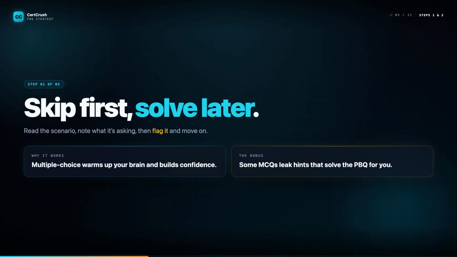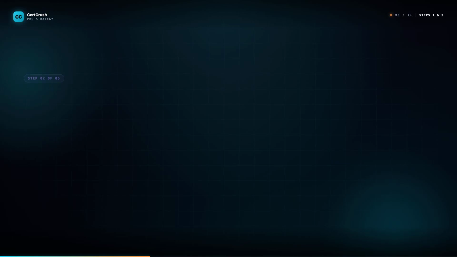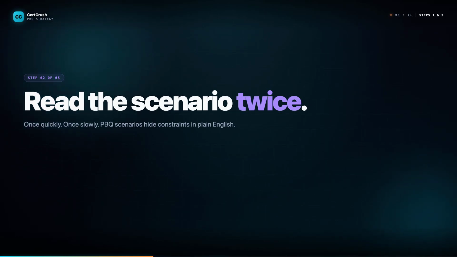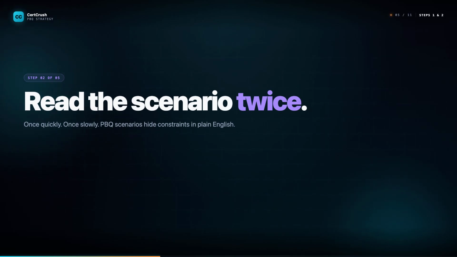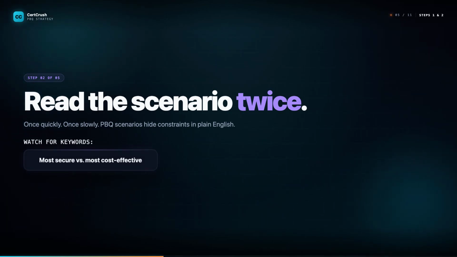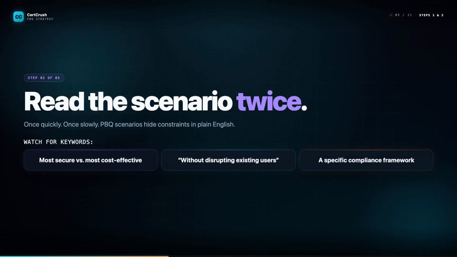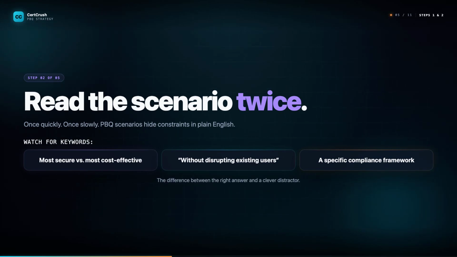Step 2. Read the full scenario twice. When you return to the PBQ, read the scenario once quickly, then once slowly. PBQ scenarios are dense. They hide constraints, requirements, and context in plain English. Miss a single sentence, and you'll get it wrong for the right reason, which is the most annoying way to lose marks. Look specifically for keywords. Is the question asking for the most secure option or the most cost-effective? Is there a constraint like without disrupting existing users? Is a specific compliance framework mentioned? These keywords are the difference between the right answer and a clever distractor.